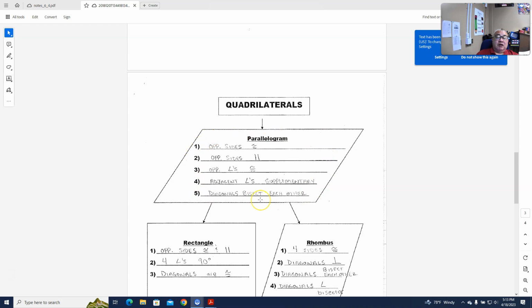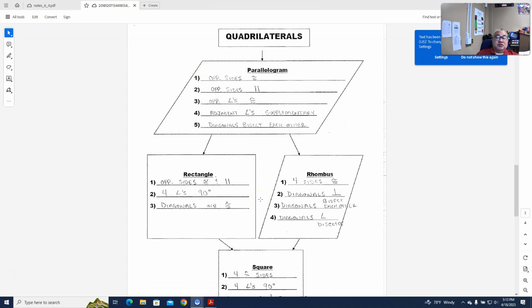So these are all the attributes of a parallelogram. Within the parallelogram, we have special types of parallelograms. We have rectangles and we have rhombuses. In a rectangle, opposite sides are congruent, opposite sides are parallel, we have four 90-degree angles, and diagonals are congruent. In a rhombus, we have four congruent sides, diagonals bisect each other, diagonals are perpendicular, and the angles are bisected by the diagonals.